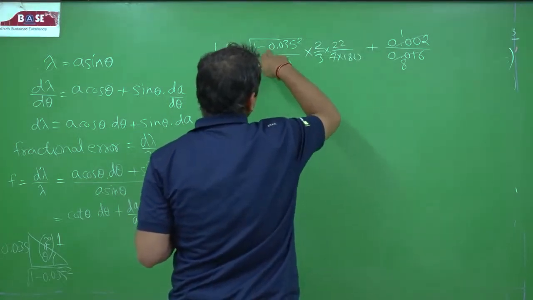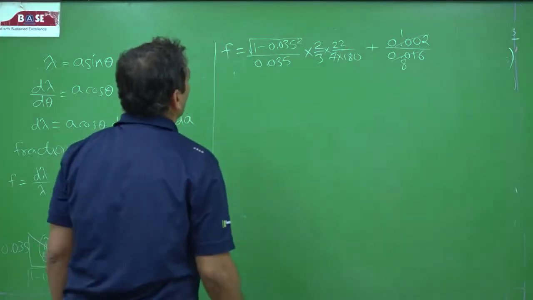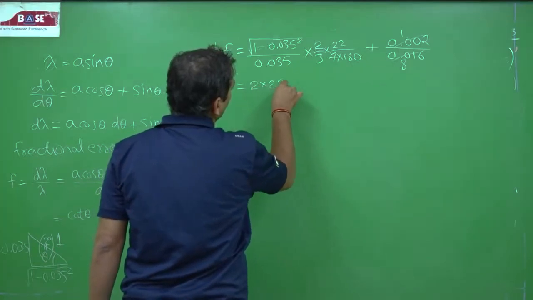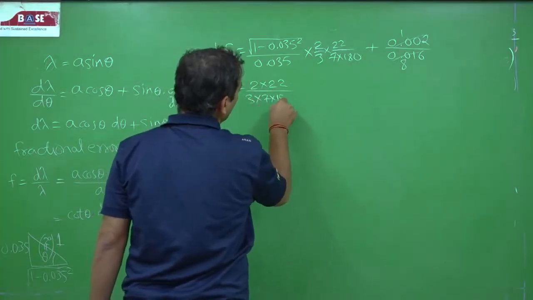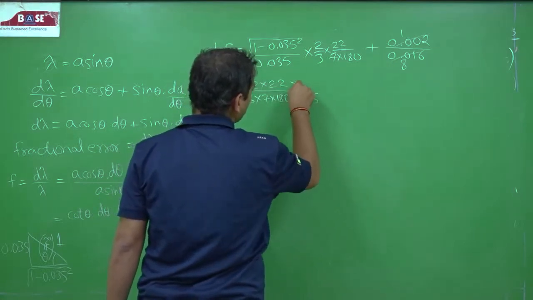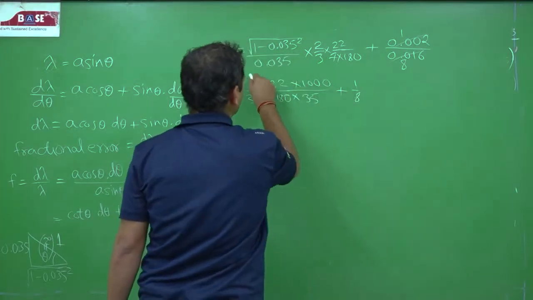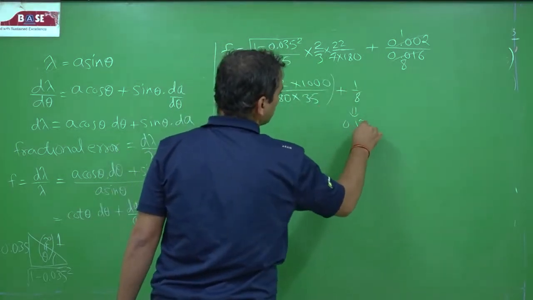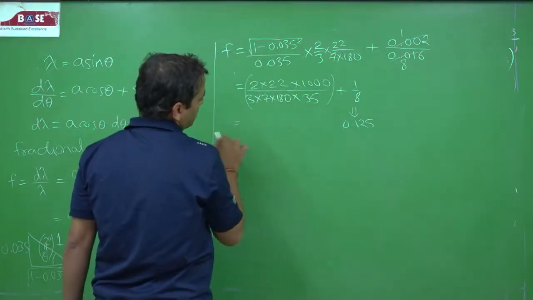So this root of 1 minus 0.035 squared could be just approximated as 1. I could write this as 2 into 22, 2 into 22 divided by 3 into 7 into 180, and what I have to also write is 35 by 1000, all that plus 1 by 8. So the rest of the task is just calculation. 1 by 8 is 0.125.